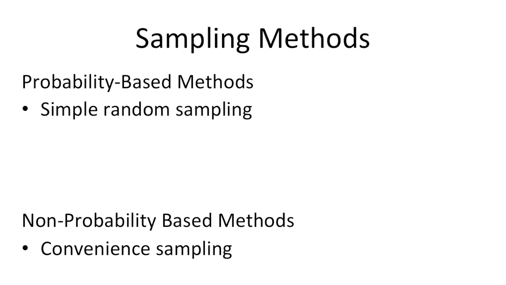In simple random sampling, which is a probability-based method, every member of the population has an equal chance of being selected. In this week's lab assignment, you'll see how you can use Minitab Express to take a simple random sample from a known population.